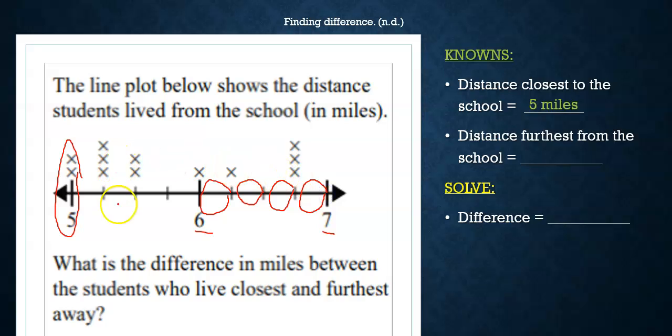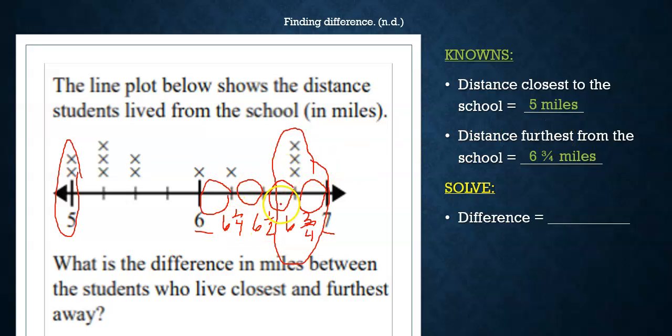So just like in the last number line, this one is divided into 4. So I know that this one's going to be 6 1/4, 6 1/2, because 2/4 equals 1/2, and then 6 3/4. Well, that got a little sloppy there, but that's okay. So I know that my furthest distance away is 6 3/4. So as my known, I put 6 3/4 for my furthest distance from school.